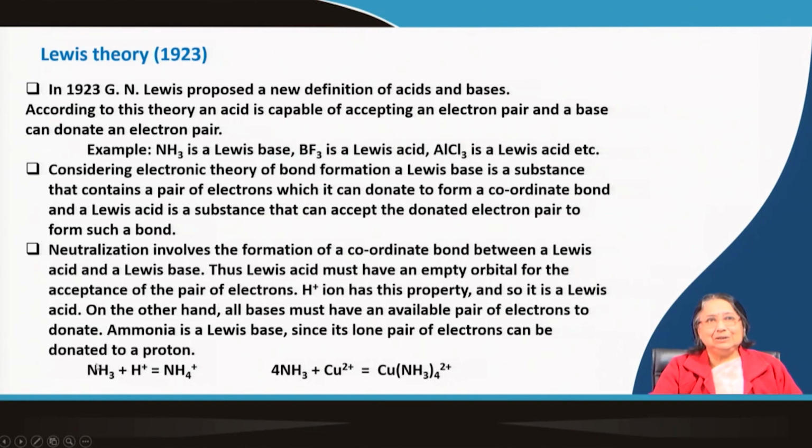Here you can see that ammonia can combine with an H plus proton to form the ammonium ion. This is nothing but coordinate bond formation. In a similar way, the copper 2 plus ion can form a complex with ammonia molecules to form the cupric complex, Cu(NH3)4 2 plus. This is also a type of bond formation, and it can be explained very nicely by the Lewis theory.